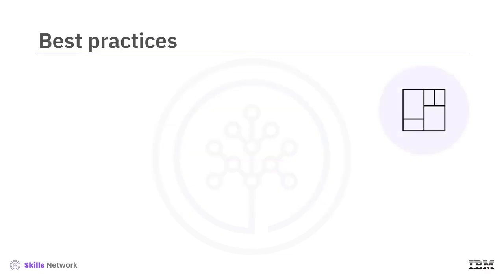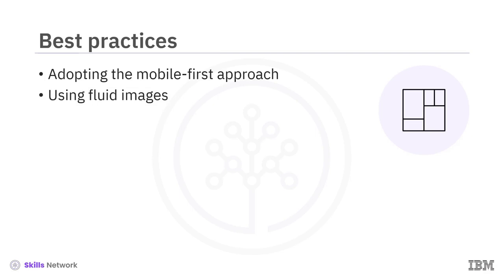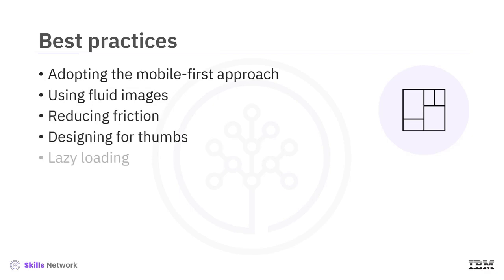Let's now discuss some of the best practices related to responsive web design. These include adopting the mobile-first approach, using fluid images, reducing friction, designing for thumbs, lazy loading, and utilizing device capabilities. Let's discuss each of them in detail.